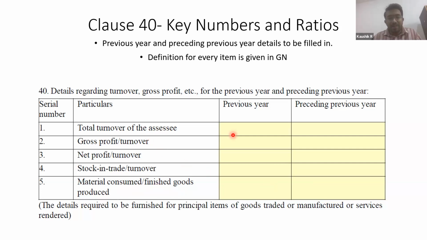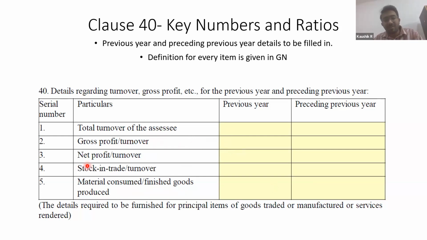This turnover is readily available. Gross profit, in some cases it will be readily available, but in some cases it will not be. See why? Because in a Schedule 3 format, there is nothing called gross profit. So directly the net profit comes into the picture, PBT and PAT come into the picture. So for gross profit also, there is a formula. We have to use that formula and determine what the gross profit is.